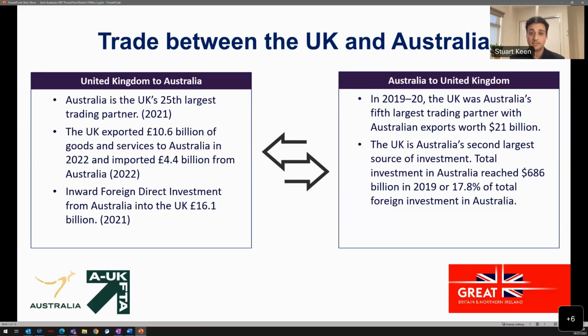Australia is UK's 25th largest trading partner, and the UK actually exported over 10 billion pounds worth of goods and services to Australia in 2022. On the other side, in 2019, the UK was Australia's 5th largest trading partner, and the exports were worth over 21 billion Australian dollars. So really, really meaningful figures there. And actually you can see on that right-hand side as well, the UK is Australia's 2nd largest source of investment, and investment in 2019 reached $686 billion into Australia.